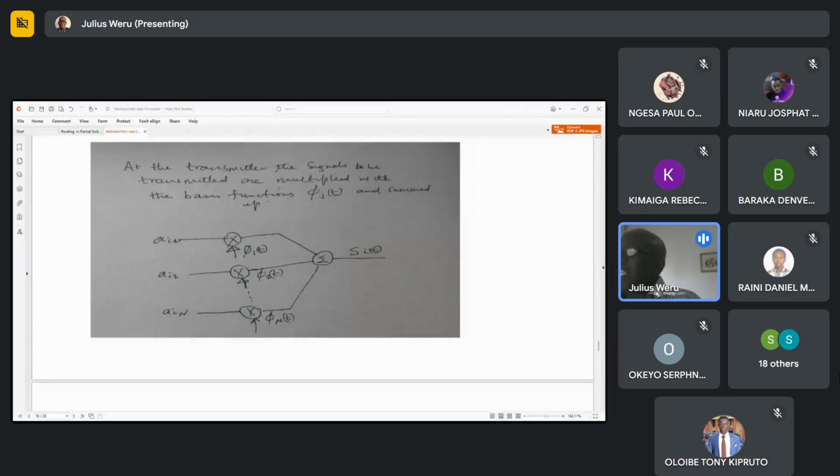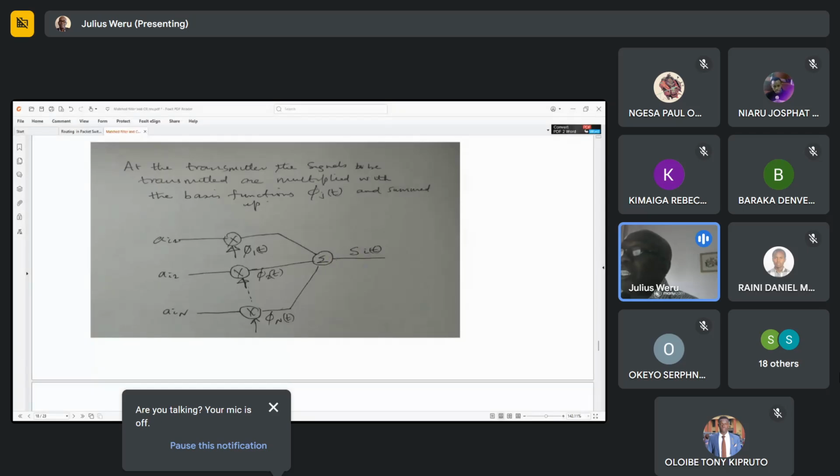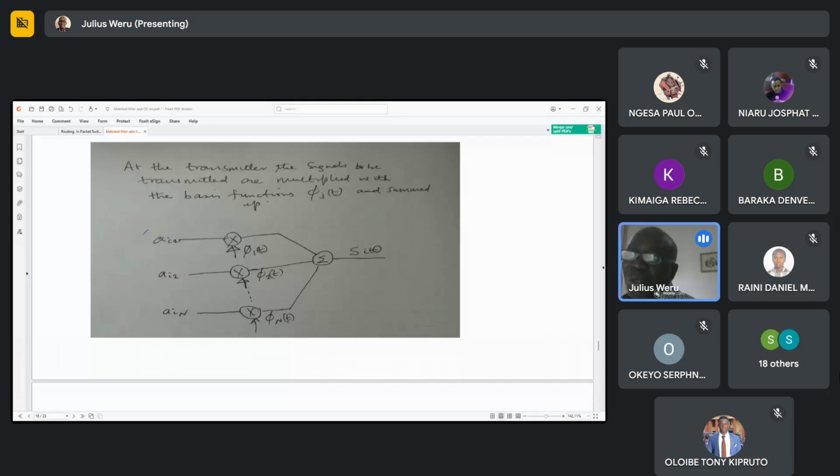And you can see this Si(t) is actually a linear combination of this. Phi 1, you have simply a_i1 times phi 1 of t, a_i2 times phi 2 of t, up to a_iN times phi N of t. Yeah. So this is a linear combination. So you're saying this signal you're transmitting is actually a linear combination of the signals you want to transmit. You can see how well it works for us. Yeah.